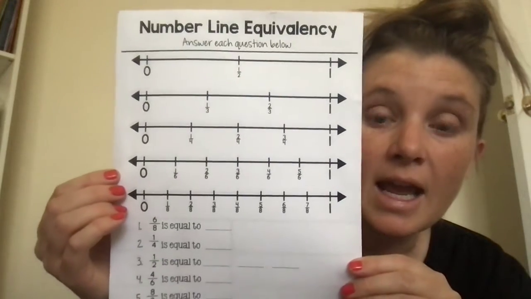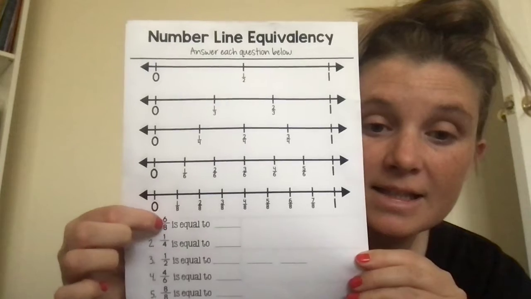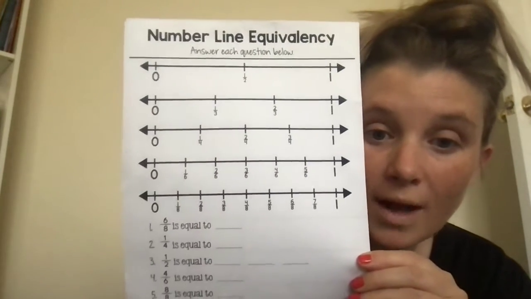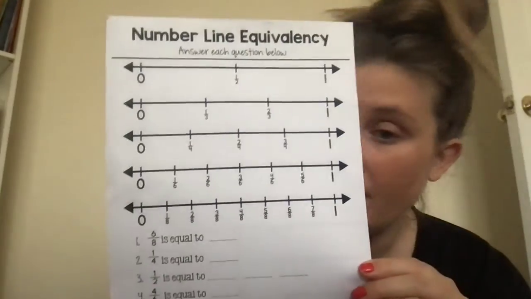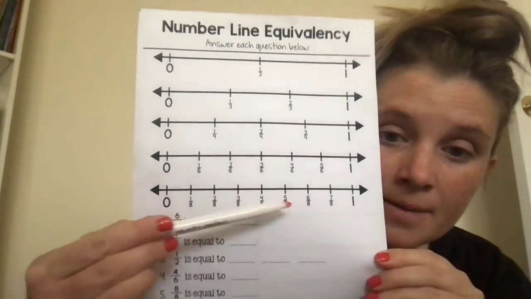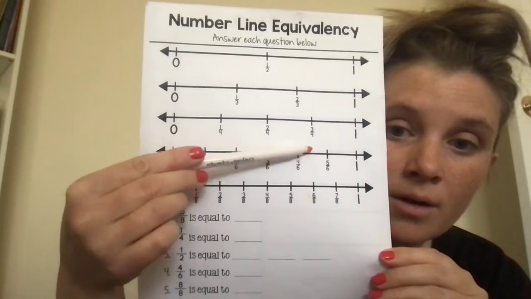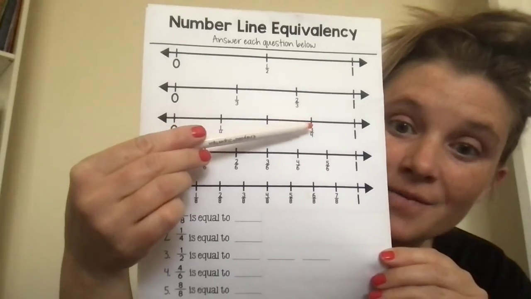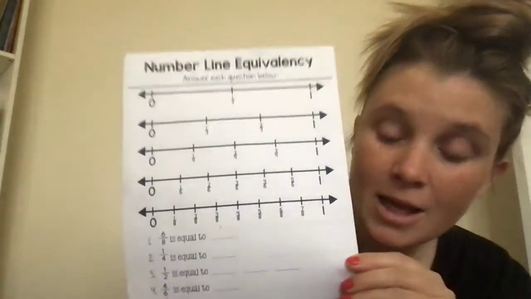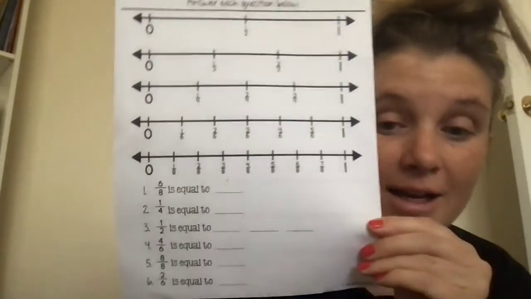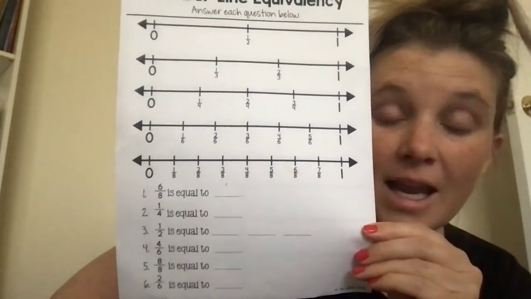Okay, answer each question below. 6/8 is equal to what? Can you find a fraction that 6/8 lines up with? Let's find 6/8. What fraction does it line up with? Any on here? No. How about this one? Yeah. So right here, you're going to write 3/4. Okay? Go ahead and finish these. Have fun and check your answers in the Games and Activities answer key folder.